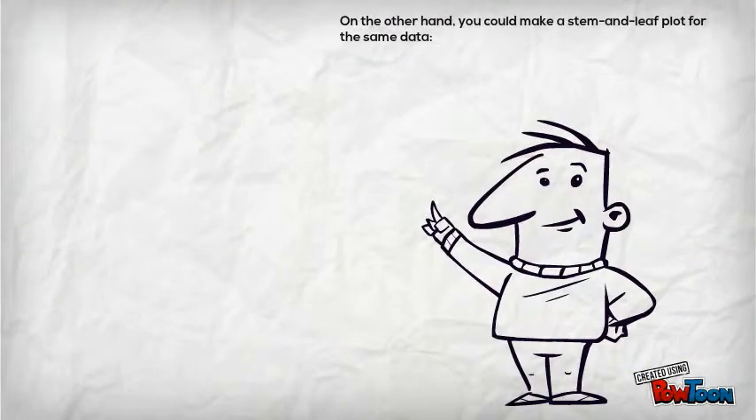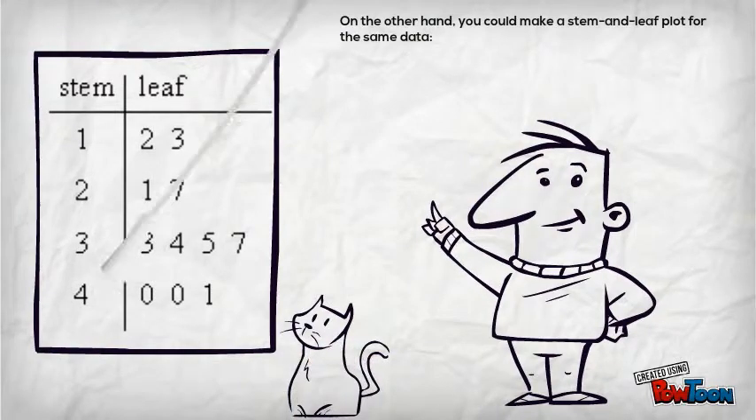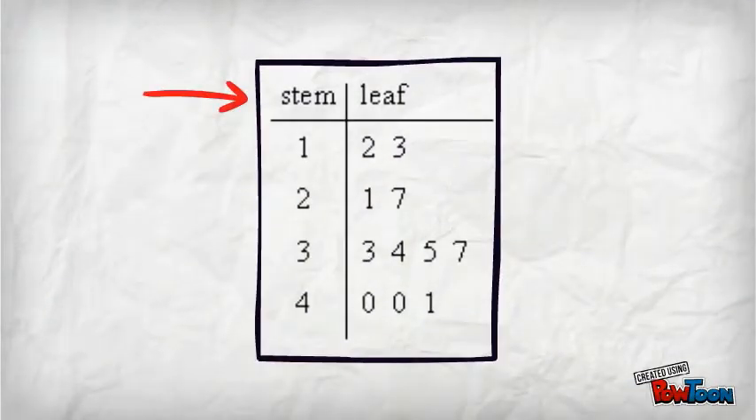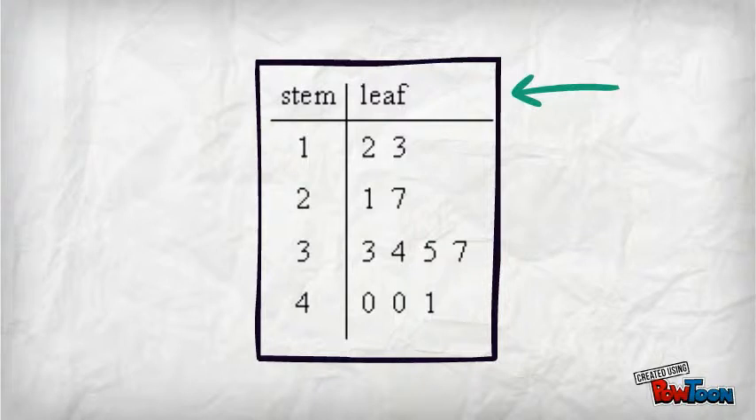On the other hand, you could make a stem and leaf plot for the same data. The stem is the left-hand column, which contains the 10 digits. The leaves are the lists in the right-hand column, showing all the digits for each of the 10s, 20s, 30s, and 40s.